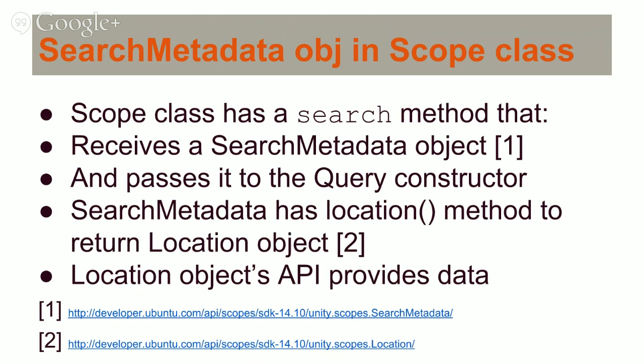So the search metadata object is critical because it has the location method, and that is what returns the location object. So the scope search method receives the search metadata object from the shell. It passes it to the query constructor. So when you build your query class, you pass it the search metadata object. And then in the query class, you can use the search metadata object to use the location method and to get the various data that you want. So those are 2 key classes, search metadata and location. And I have the links to both of those for the API docs.